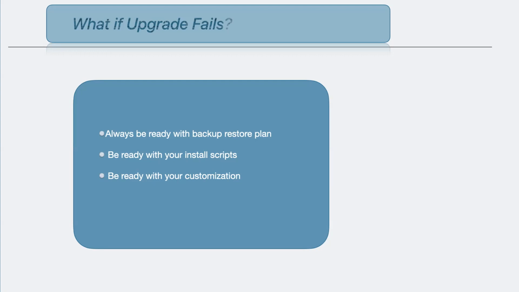Don't be in a state where the upgrade failed and then you are trying to figure out all these things. Sometimes we keep all these things on the server, you run the obliterate command, and everything is gone. So be ready with all these things. Try to automate it. I encourage that because it saves a lot of time and a lot of human errors.